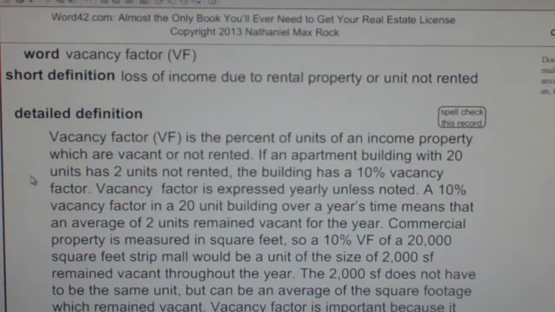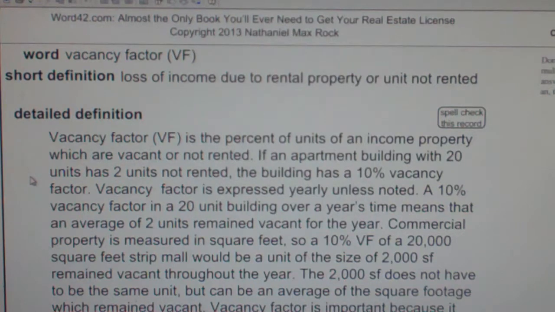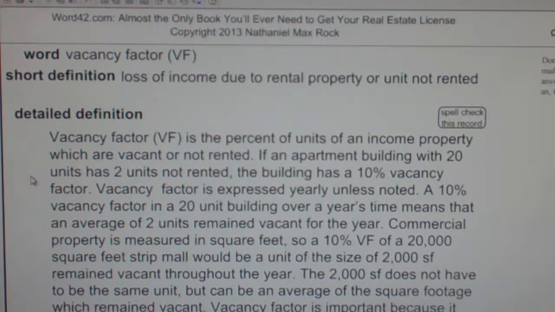A 10% vacancy factor in a 20-unit building over a year's time means that an average of 2 units remain vacant for the year. Commercial property is measured in square feet, so a 10% vacancy factor of a 20,000 square feet strip mall would be a unit of the size of 2,000 square feet remaining vacant throughout the year. The 2,000 square feet does not have to be the same unit, but can be an average of the square footage which remain vacant. Vacancy factor is important because it subtracts from the total rent.